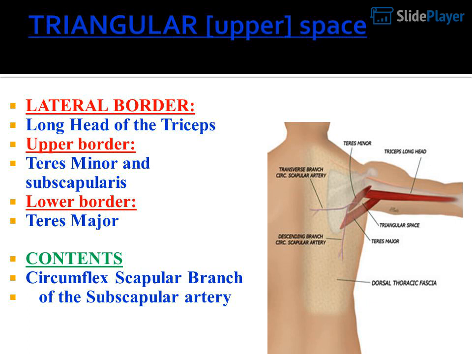Triangular, upper, space. Lateral border, long head of the triceps. Upper border, teres minor and subscapularis. Lower border, teres major. Contents: circumflex scapular branch of the subscapular artery.